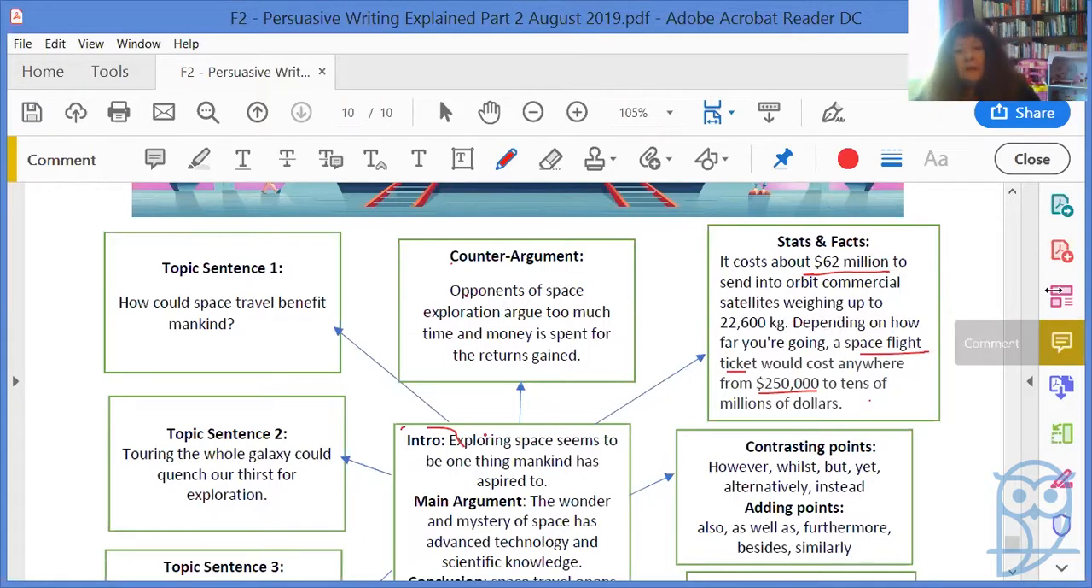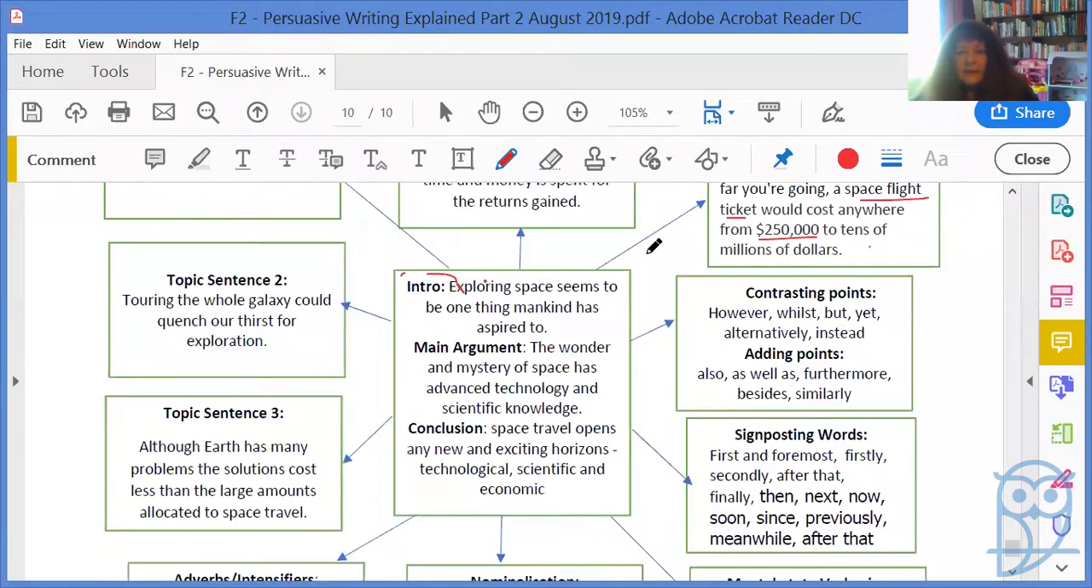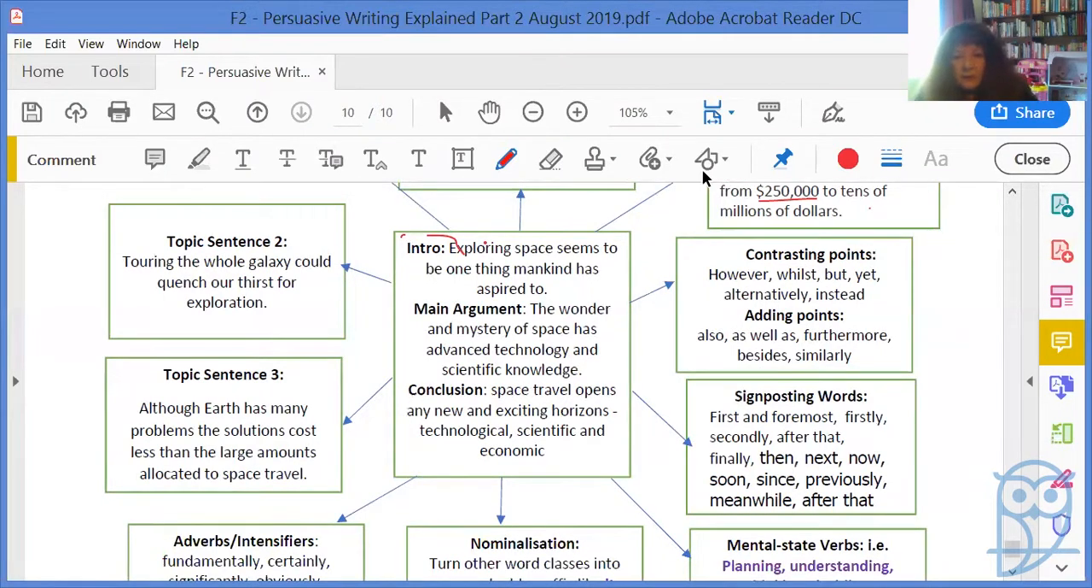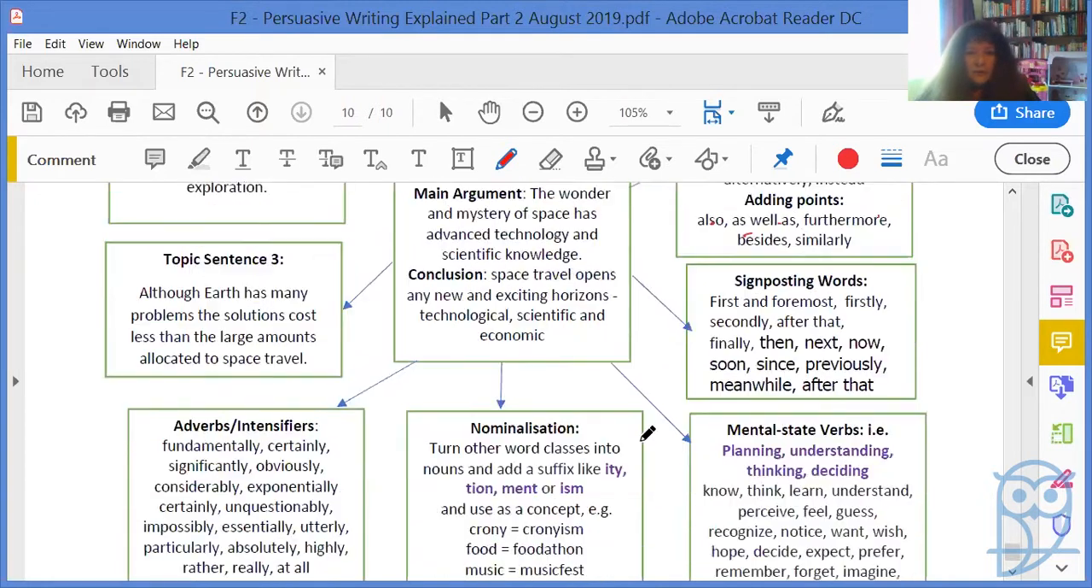Another thing you can do while you're at it is write down words that you're going to need to use. When you're contrasting your points in your counter argument, try to get these words into the beginning of your sentence or the middle, wherever it's appropriate. However, whilst, but, yet, alternatively, instead. If you're adding more information: also, as well as, furthermore, besides, similarly. You also need signposting words. Okay? First and foremost, secondly, after that, finally, then, since, previously, meanwhile, etc. These show where your essay is heading. It helps where ideas flow more smoothly.